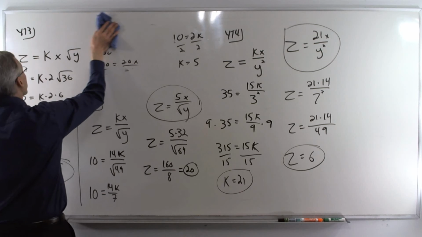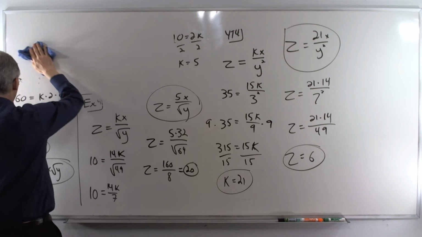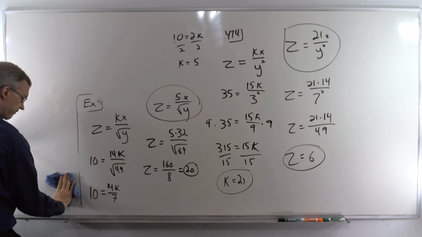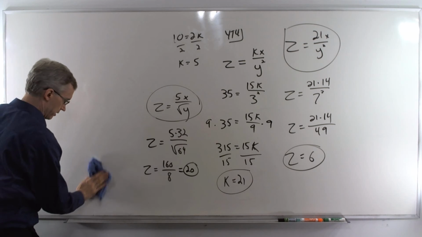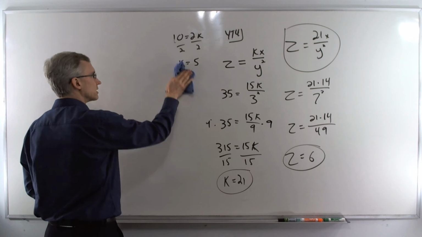Right, now we're going to look at a very powerful skill called data analysis. And just by looking at the data, we're going to be able to figure out the type of variation. We're going to do that by performing a little experiment.